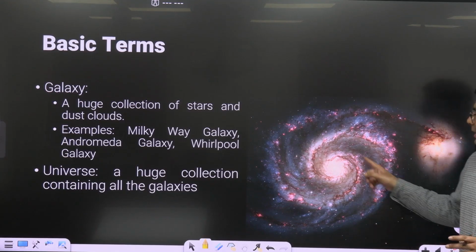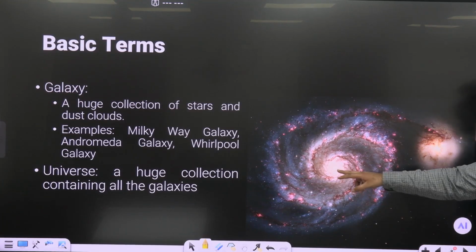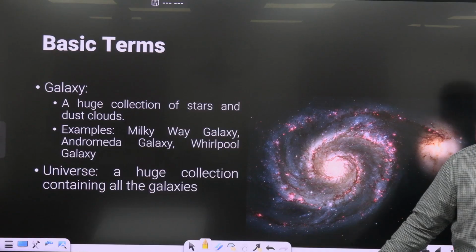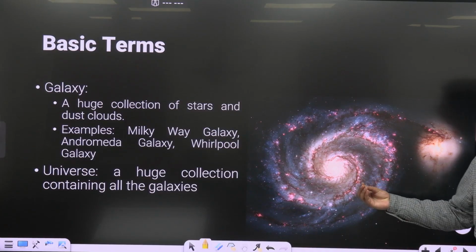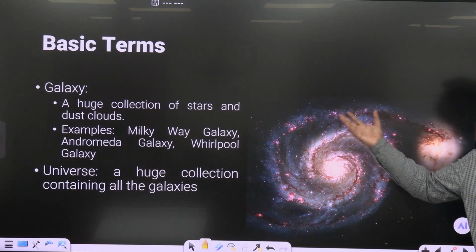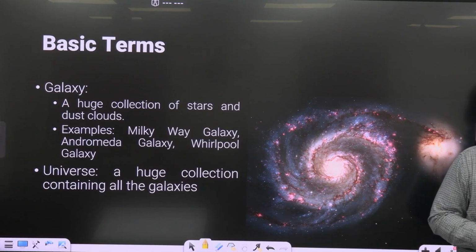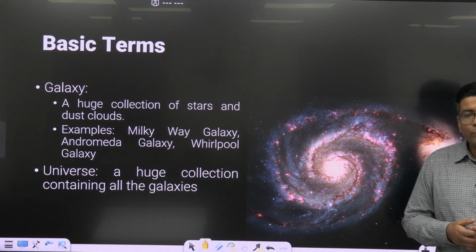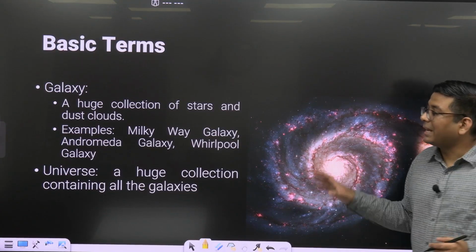So if you are looking into this particular galaxy, at the center is the place where stars are born. Okay, and as they are born, gradually and gradually they start their journey into various positions. Okay, and after billions of years, after their fuel is spent, they have no more fuel for themselves, they die as well. Okay, so that is what is called as galaxy.